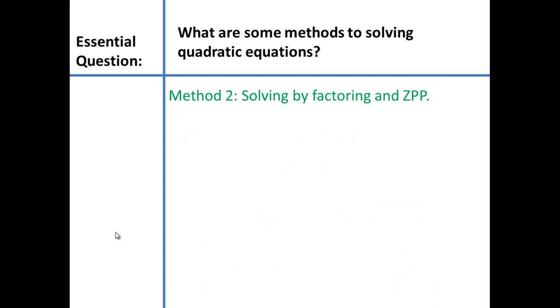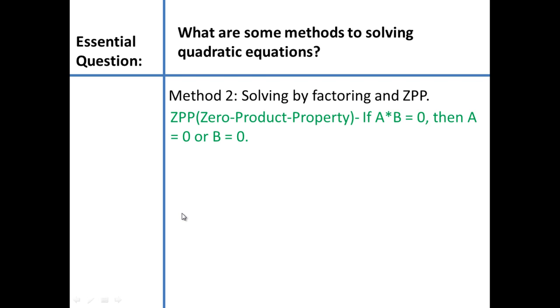The second method is using factoring and ZPP. So we have to figure out what is ZPP. Let's look at a simple example. If we had a times b is equal to 0, then we could say that a is equal to 0 or b is equal to 0. So that is essentially the idea of ZPP, or zero product property. If you have a times b is equal to 0, then a could equal 0 or b is equal to 0.